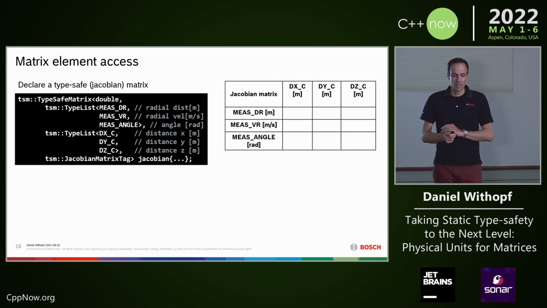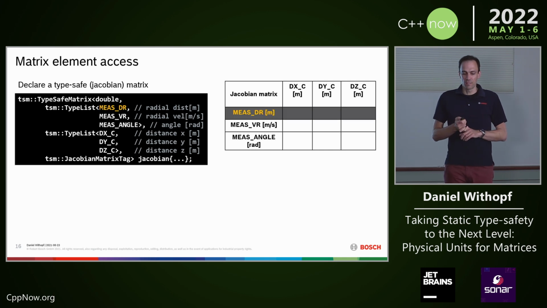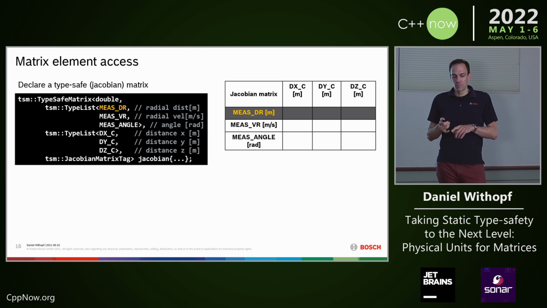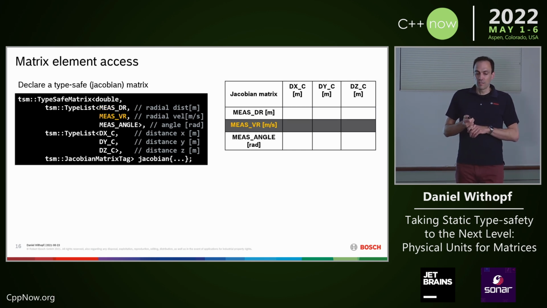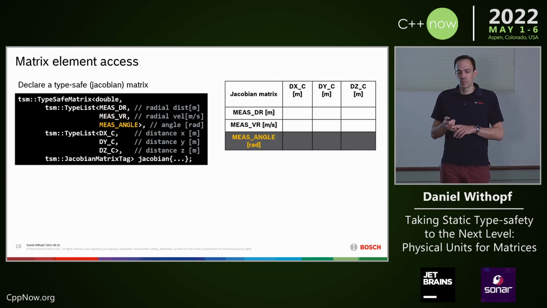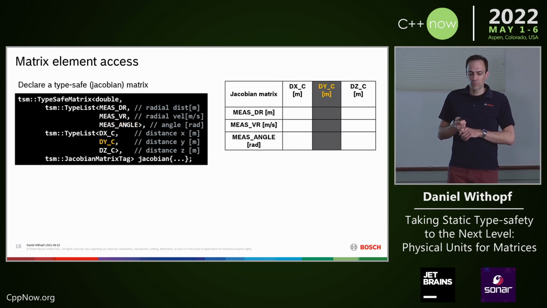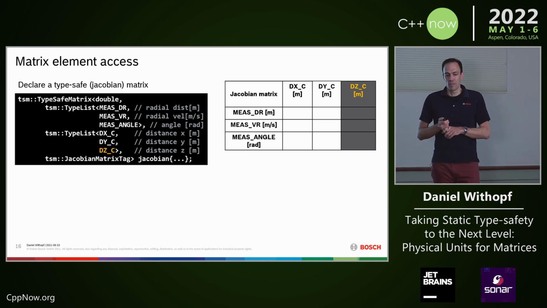So here on the left-hand side, we create a Jacobian matrix, and that's visualized on the right-hand side. That Jacobian contains a measurement, dr, that's radial distance in units of meters, radial velocity, vr, with unit meters per second, and an angle. That could be measurements from a radar sensor, for example, that tracks another vehicle. The columns describe x, y, and z position in vehicle frame.